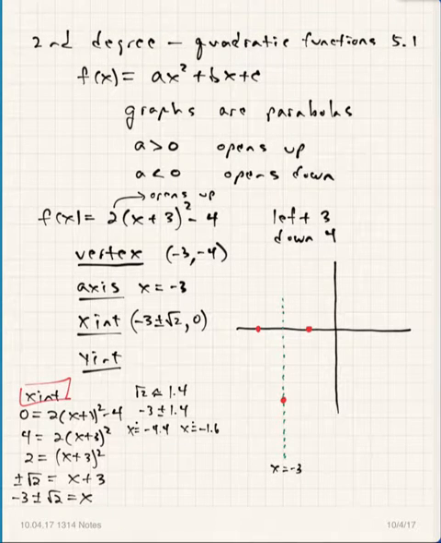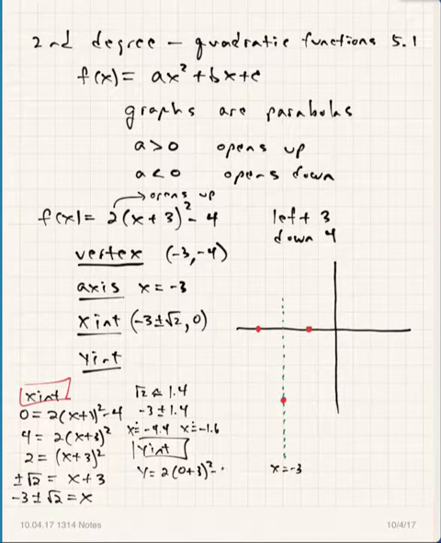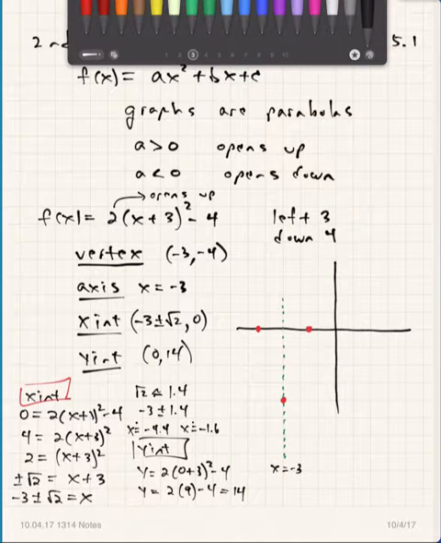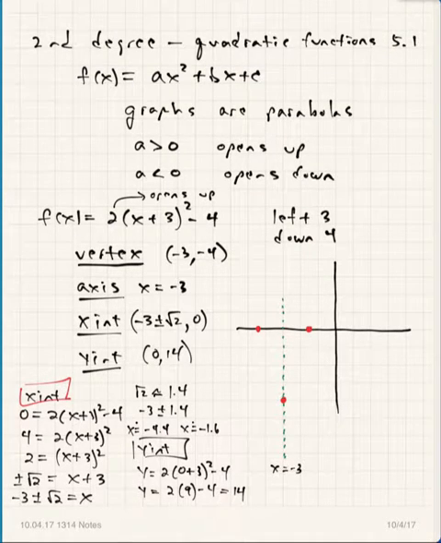And then the y-intercept is always easier to find. You're setting x equal to 0, and so you get in the equation y equals 2 times 0 plus 3 squared minus 4. So you get y equals 2 times 9 minus 4, which is 14. And so our y-intercept's at 0, 14, which is kind of off my graph a little bit there because it's a pretty big number. So you get a graph that looks something like this.